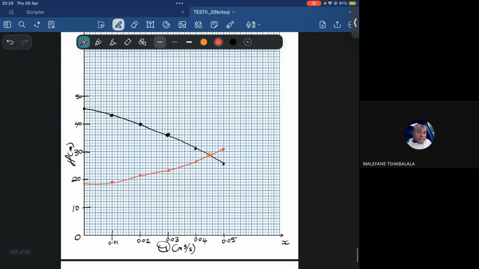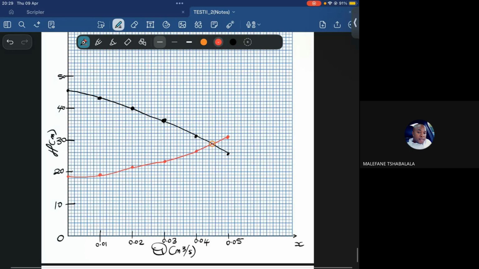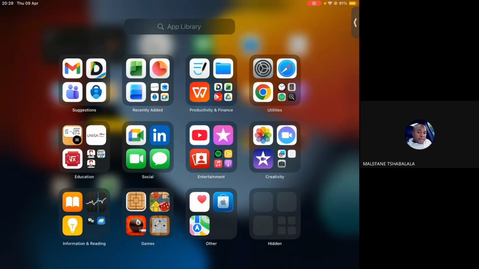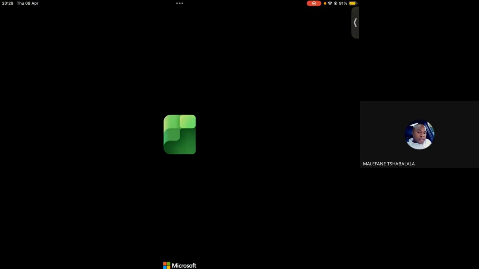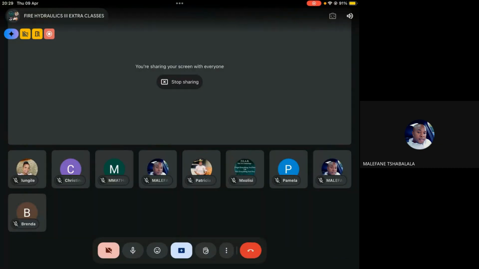So this is your graph, and then let's try this with Excel. Let's just quickly draw this graph with Excel. Okay, let me not share my screen. I'll be back.